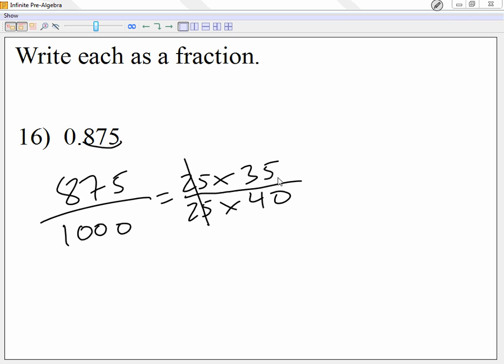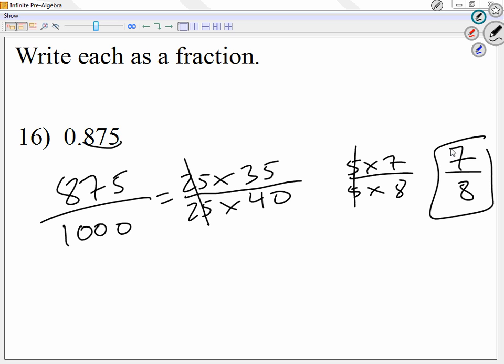35 over 40, I can still do better. 35, let me call that 5 times 7. 40, let me call that 5 times 8. I cancel out the 5s, so I have 7 over 8. So that's it. So simplify your fraction if possible.